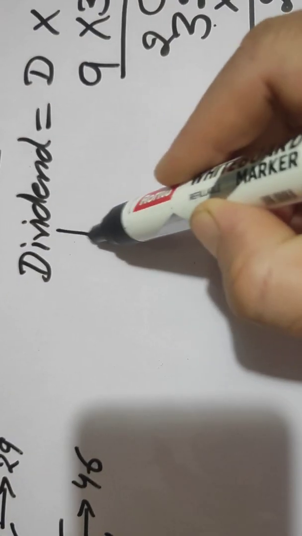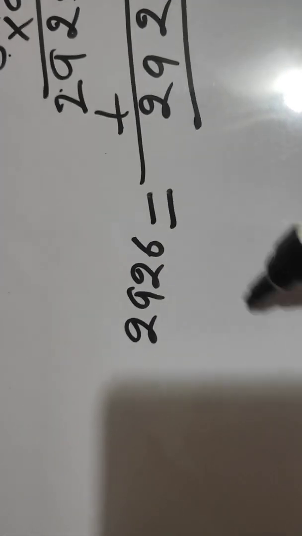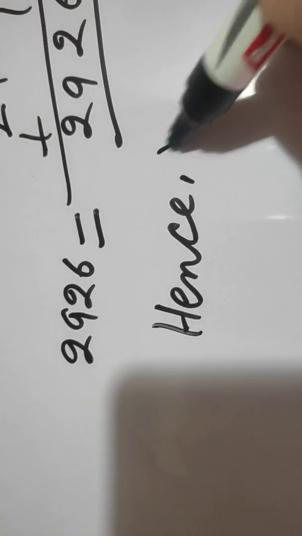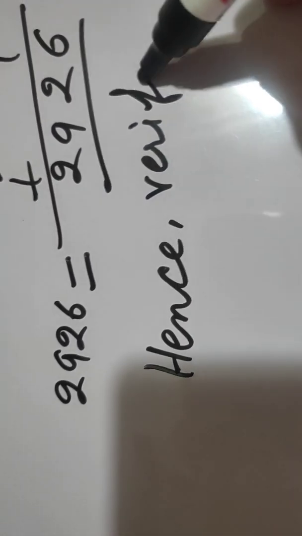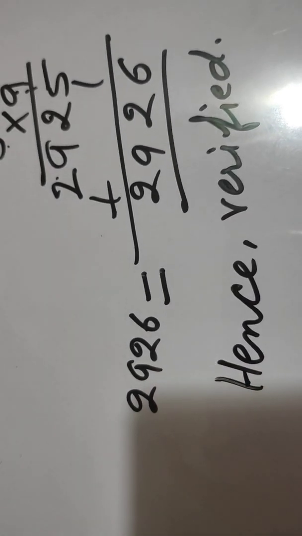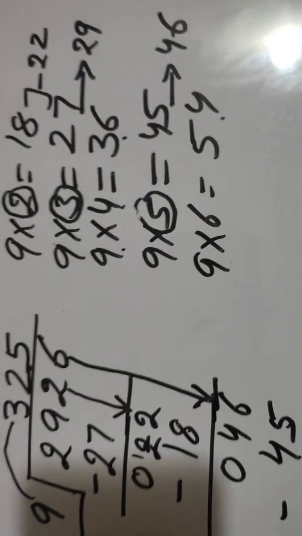And the dividend, what was our dividend? It was also 2926. It means both sides are equal. Hence proved, or you can write hence verified. It means now you have checked your division. Your division is right. Clear? So wait, let me erase the board, then I will explain you the next sum.